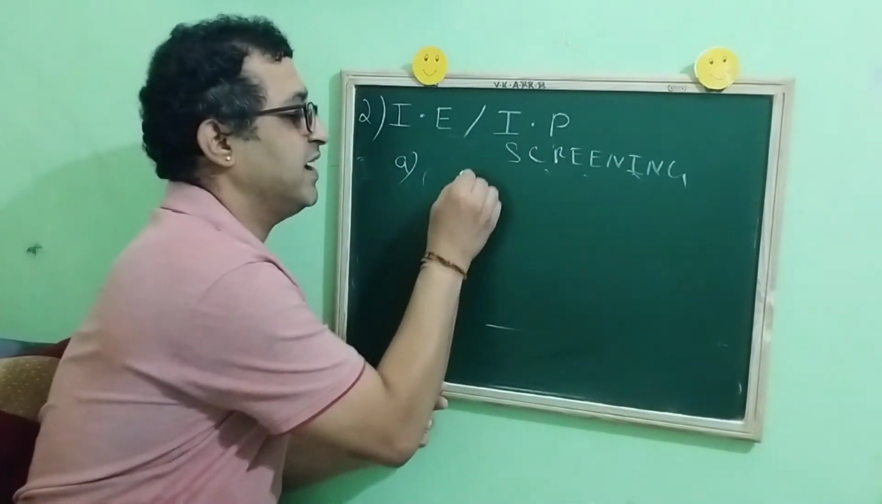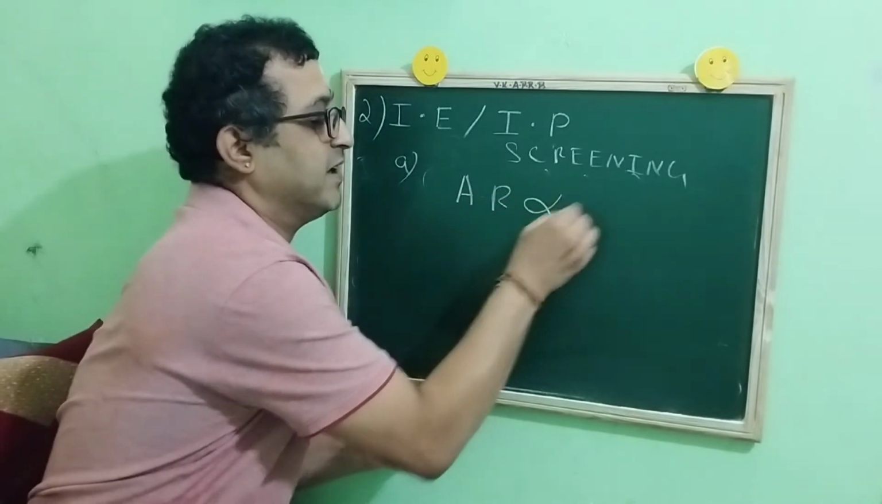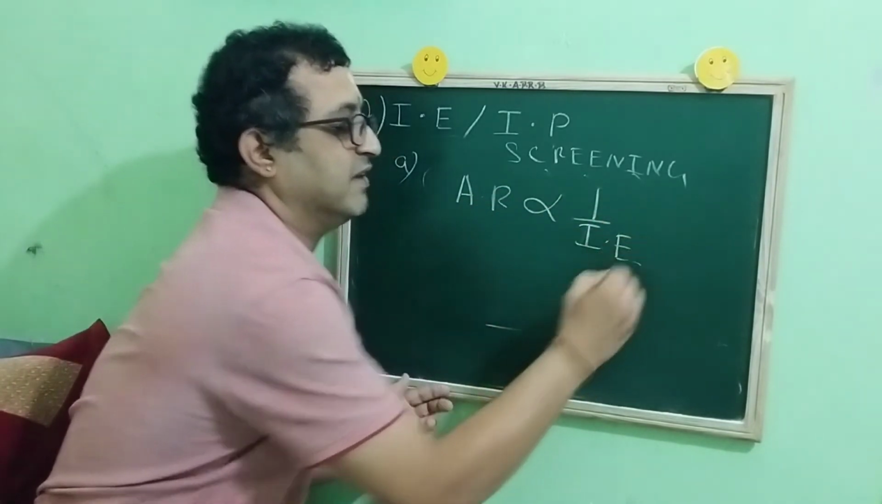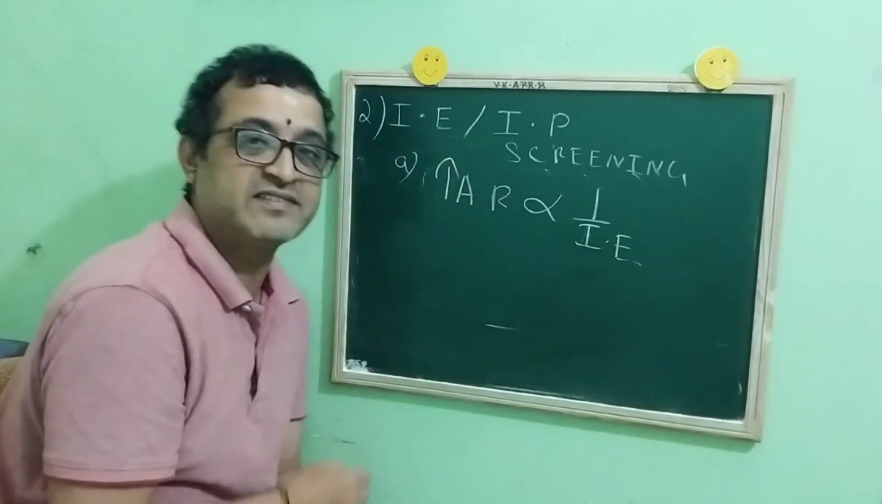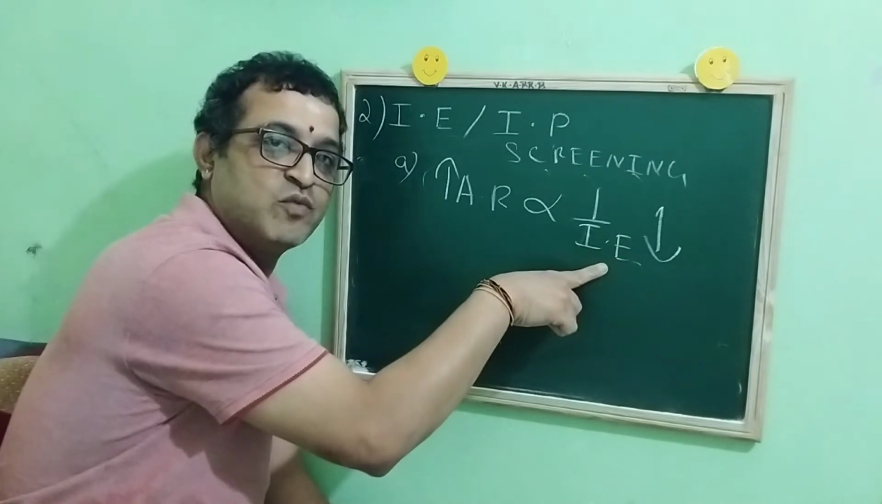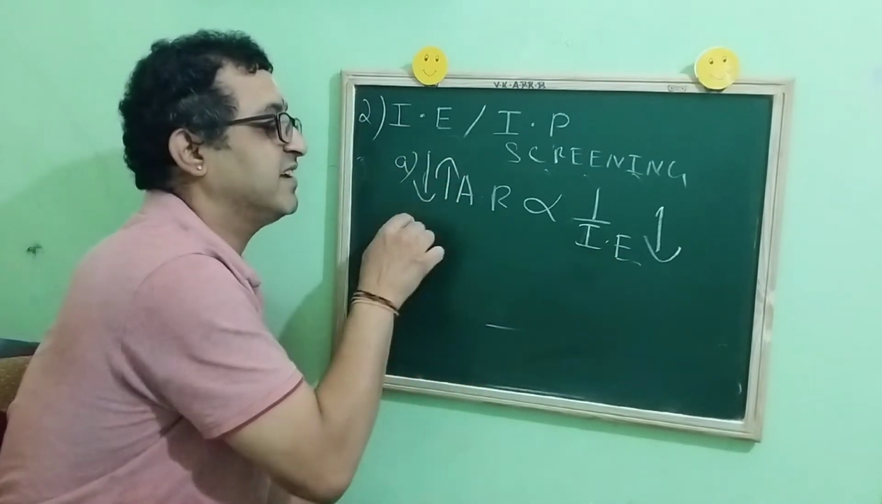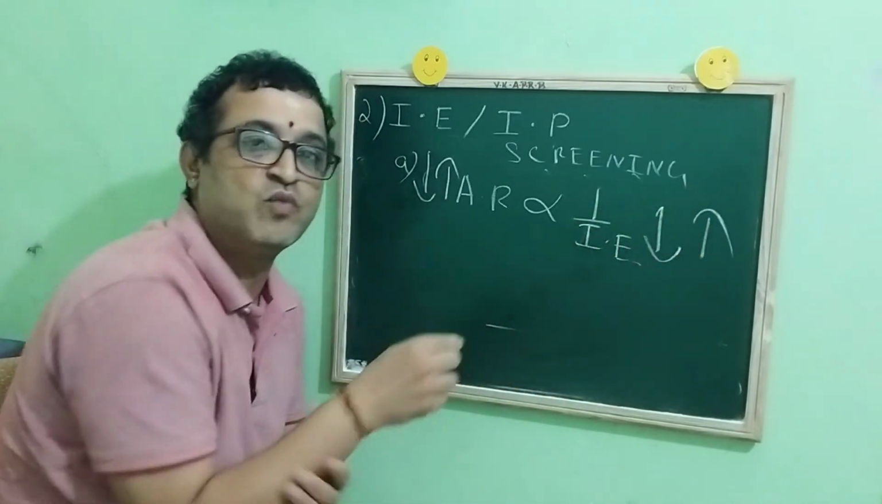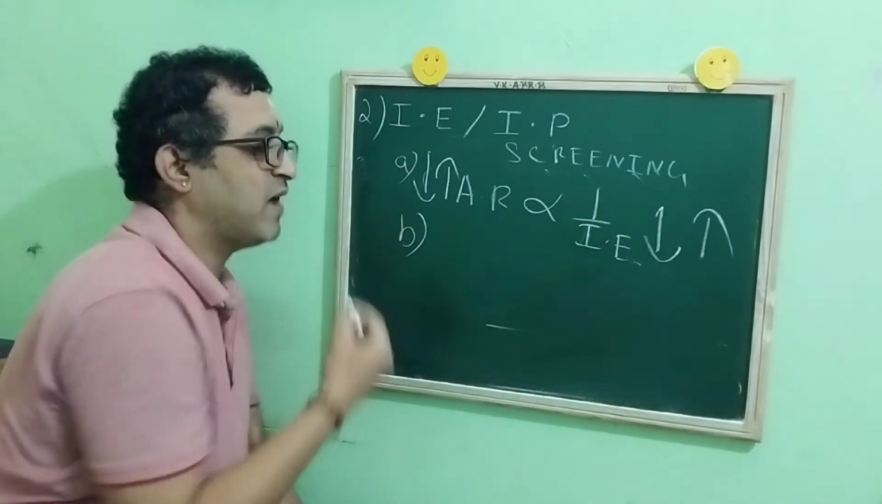Inverse relationship. That is, as the size of the atomic radius increases, the energy I need to supply to remove the electron is what? Less. As the size decreases, the energy I need to supply to remove the electron is what? More. Then what is the next factor, children?